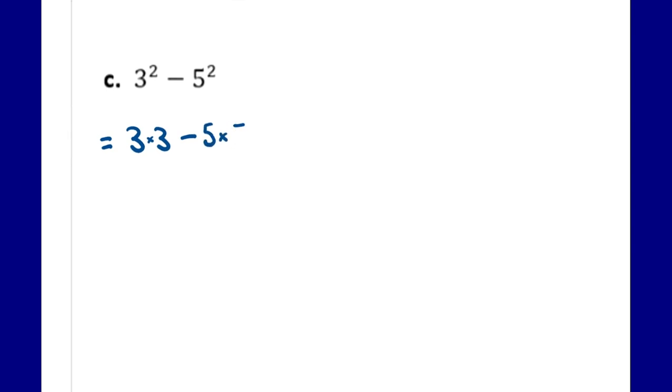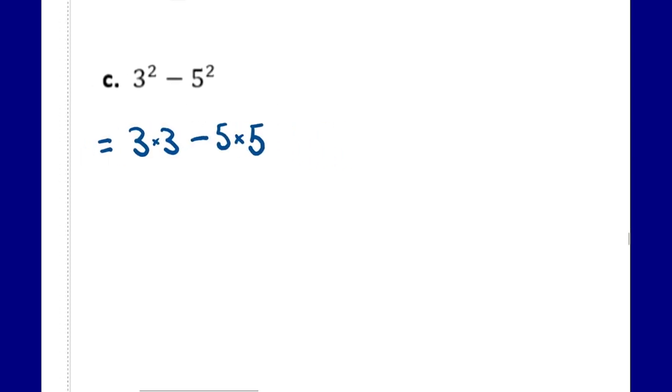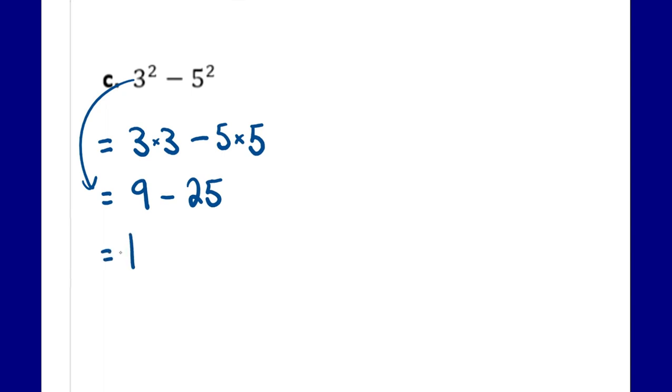Now, you don't have to write it out like this. I'm just writing it out so that we have a reminder of what squared means. Squared means multiplied by itself twice. 3 times 3 is 9, and minus 5 times 5, which is 25. Again, you could just skip that middle step. You don't have to write it out if you don't want to. I'm just showing you what the squared actually means. 9 minus 25 is negative 16. So there's only one operation left.